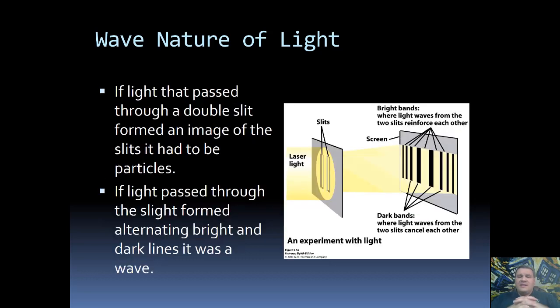So when Thomas Young did the experiment, this is the pattern he got, with lots of light stripes and lots of dark stripes. In other words, from this experiment, he was able to show that light diffracts and interferes, and therefore light must behave as a wave.